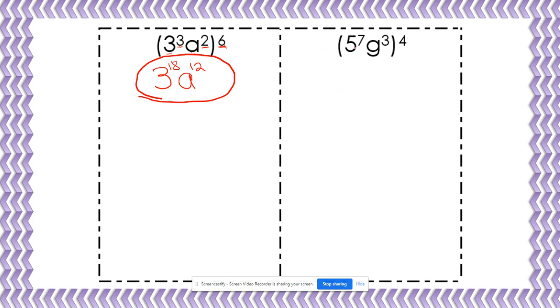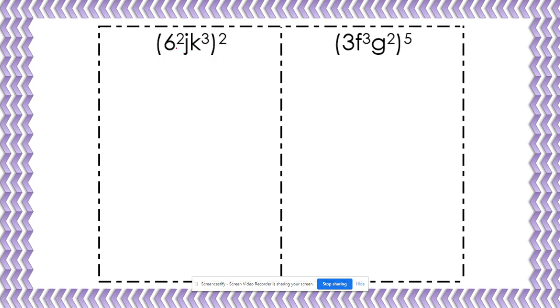For this problem, I have 5 to the 7th, g to the 3rd, to the 4th. Every exponent is going to be raised to the 4th power, so I'm going to multiply every exponent. So this will be 7 times 4, which gives me 28. The base of 5 will stay, and I'll get 28 as my exponent. For g to the 3rd to the 4th, I'm going to do 3 times 4 to get 12. I keep my base of g, and now I have an exponent of 12. So my simplified solution is 5 to the 28th, g to the 12th.